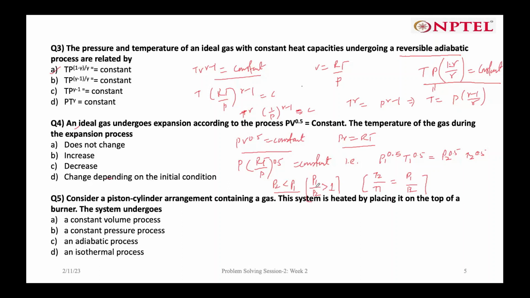So what will be the final temperature? Here we got from this statement that P1 is greater than P2. So the final pressure is less than P1. So what will be the temperature? Should it increase or decrease? Can someone tell? Increase. Yes, right.